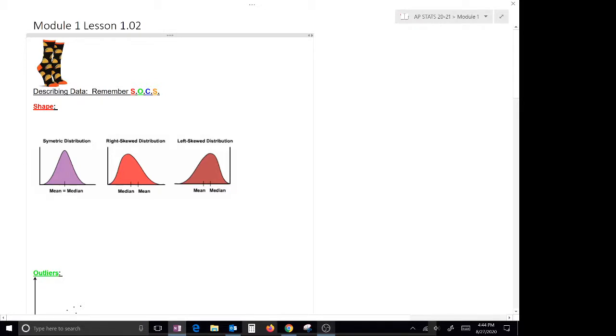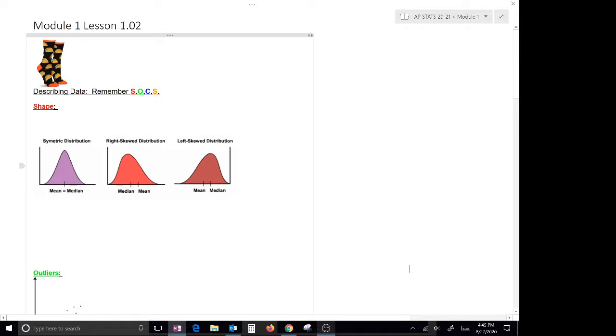S stands for shape. What we mean by shape is: is our data symmetric? Is our data right skewed, or is our data left skewed? I want to talk a minute about right skewed and left skewed distributions, because these get confused all the time.